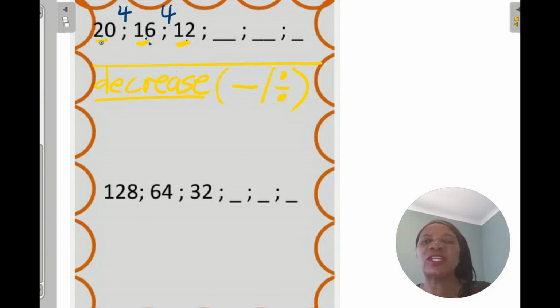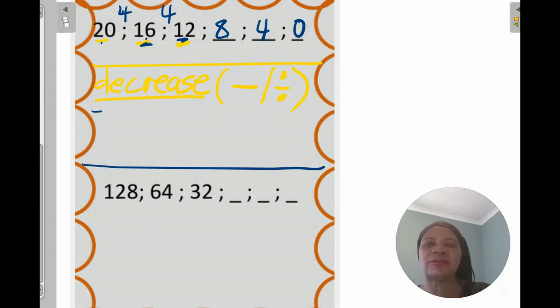So it means 20 minus 4 is 16, 16 minus 4 is 12. So the next one will be 12 minus 4, which is 8, followed by 8 minus 4, which is 4. 4 minus 4, 0. Okay, right.